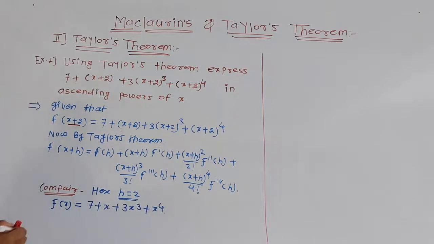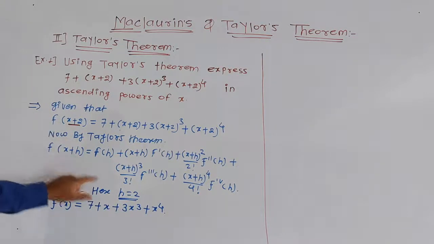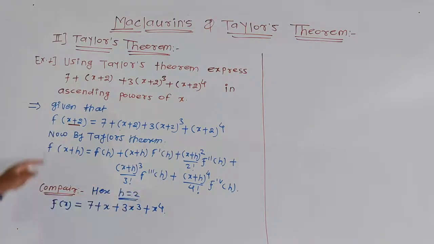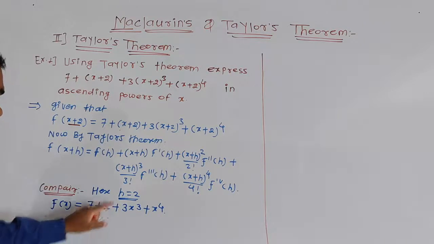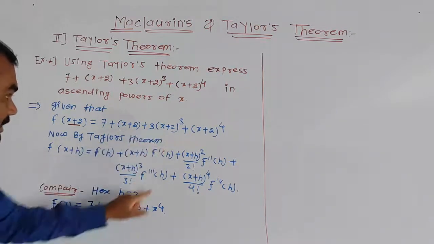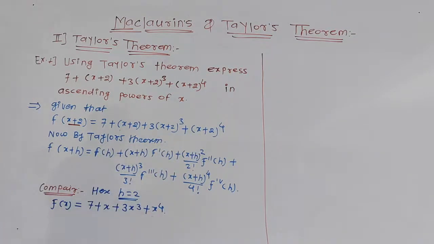This is your very important step. First compare these two. By using comparison we get the value of h, and the value of h is 2. Now this f of x plus 2 can be written as f of x: here it is x plus 2, here it is x. This x plus 2 is replaced by x, each x plus 2 replaced by x, and 7 stays as it is. So we get the value of f of x.